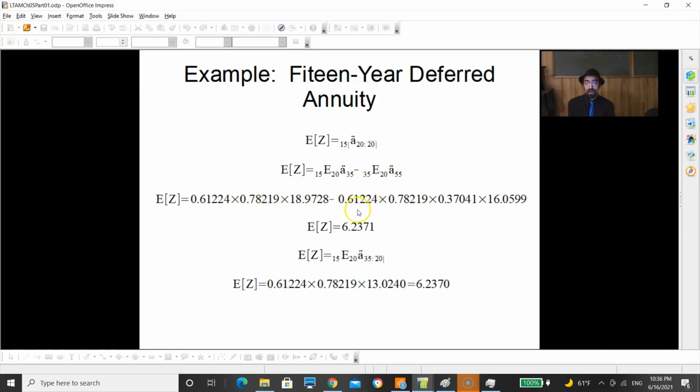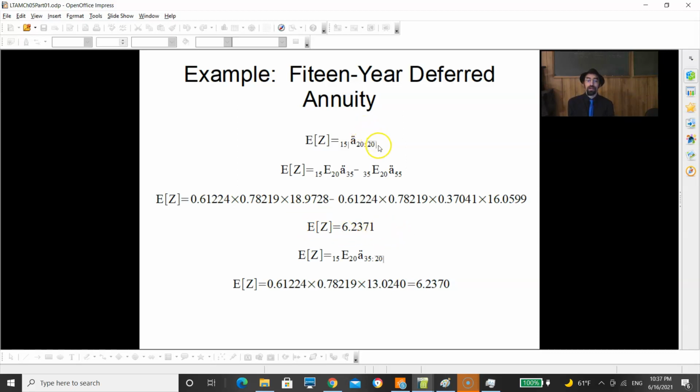And then for this, I have 5 years from age 20, 10 years from age 20, 5 years from age 30, and then 20 years delayed from age 35. So I crunch my numbers and I get an expected value of 6.2371.